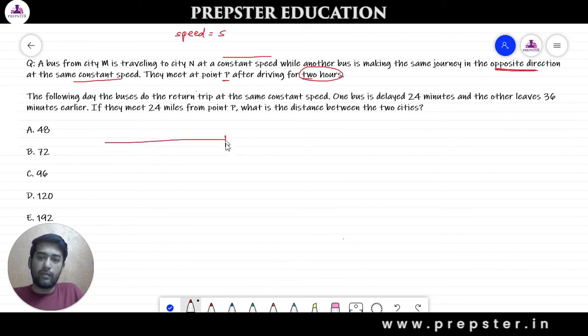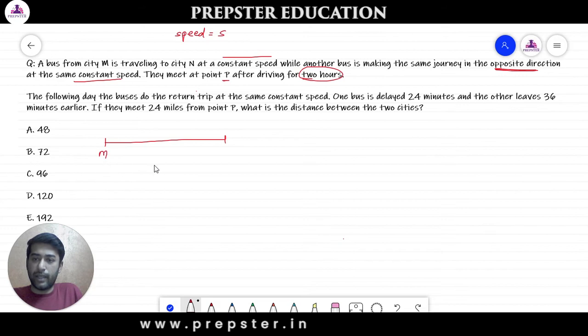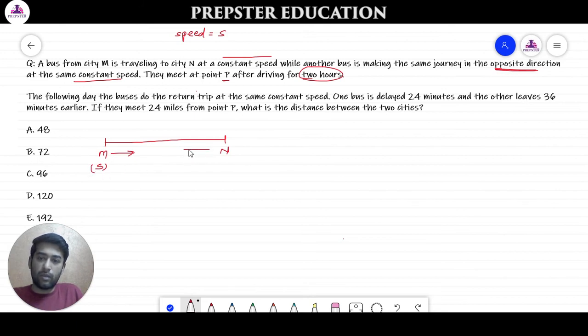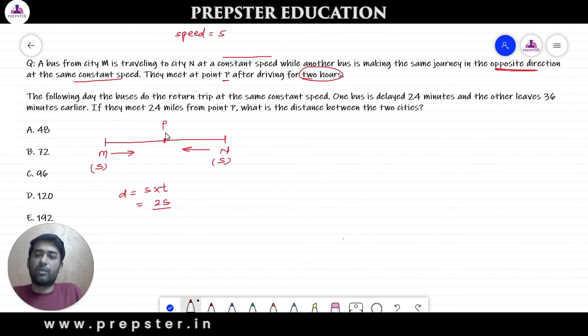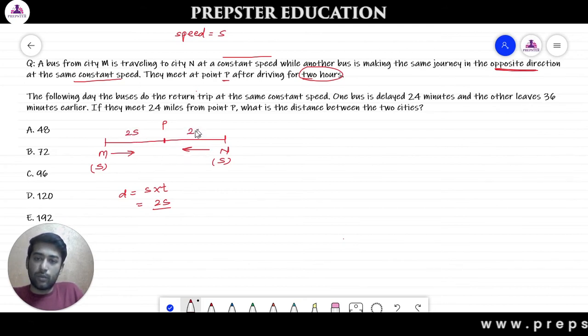Let us do one thing. Let us draw a line and let's say this is city M and this is city N. So this bus is going towards N with speed S and this bus is going towards city M with speed S. So distance covered by each bus in 2 hours would be speed into time, which will give you 2S. So the distance covered by each bus is 2S. So we can say the meeting point P would be just right in the middle of M and N. So this is 2S and this is 2S.